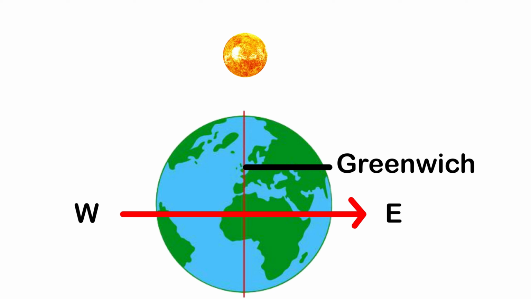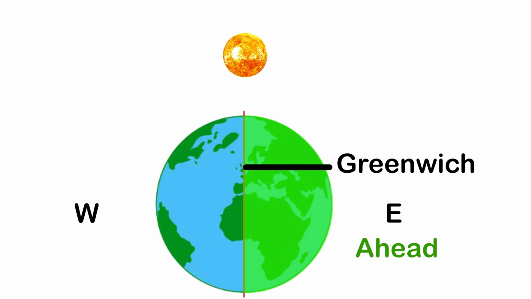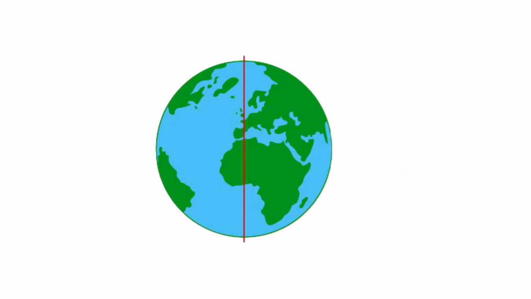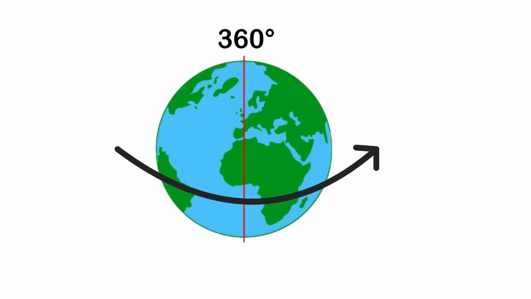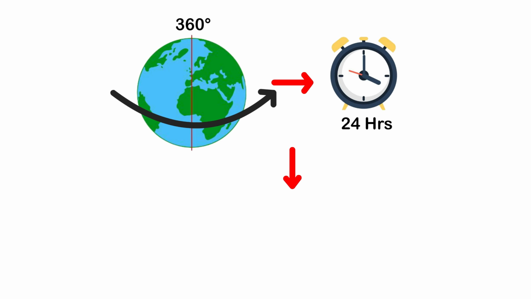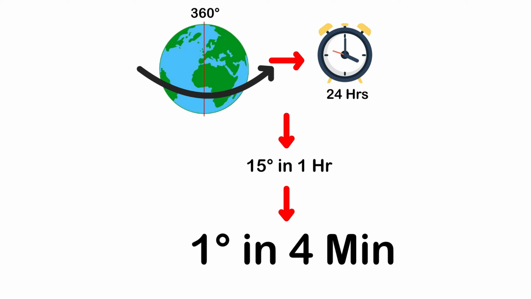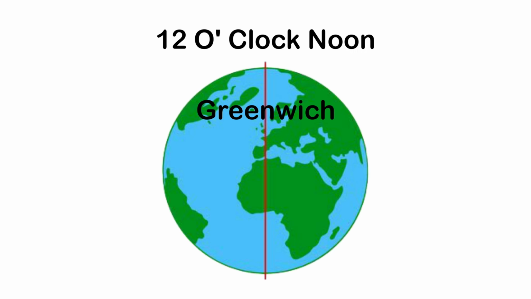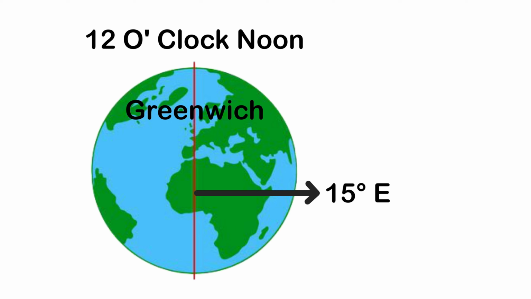As the earth rotates from west to east, those places east of Greenwich will be ahead of Greenwich time, and those to the west will be behind it. The rate of difference can be calculated as follows. The earth rotates 360 degrees in about 24 hours, which means 15 degrees an hour or 1 degree in 4 minutes. Thus, when it is 12 noon at Greenwich, the time at 15 degrees east of Greenwich will be 15 into 4, which is equal to 60 minutes.